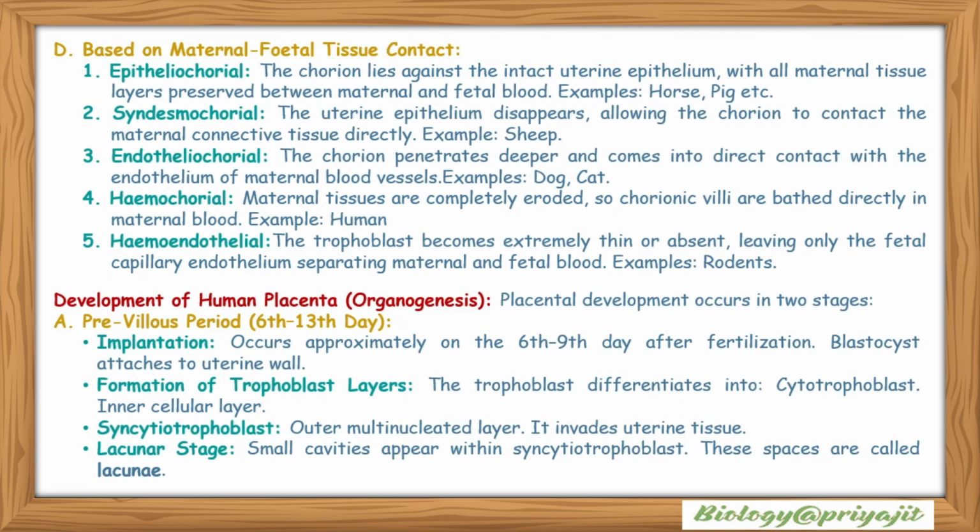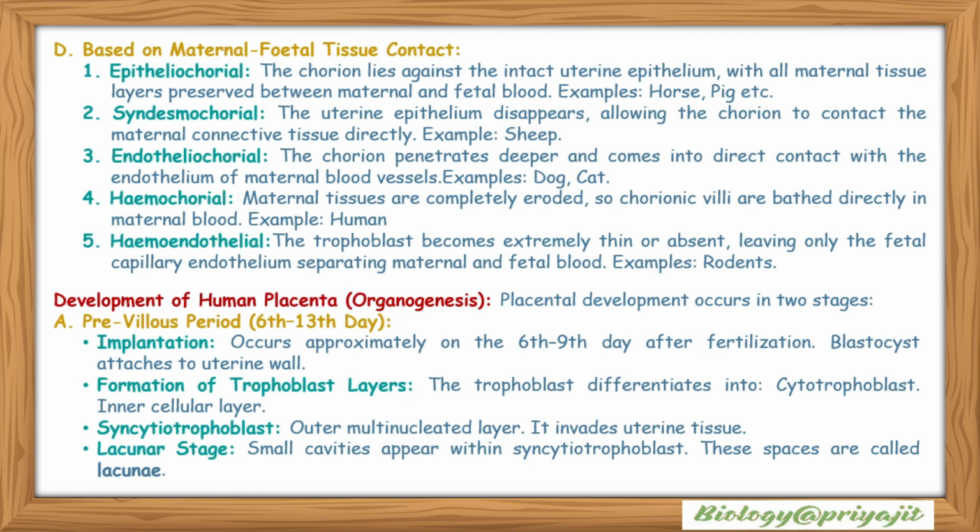Based on maternal fetal tissue contact, epitheliochorial: the chorion lies against the intact uterine epithelium with all maternal tissue layers preserved between maternal and fetal blood. Examples, horse, pig, etc. Syndesmochorial: the uterine epithelium disappears, allowing the chorion to contact maternal connective tissue directly. Example, sheep.